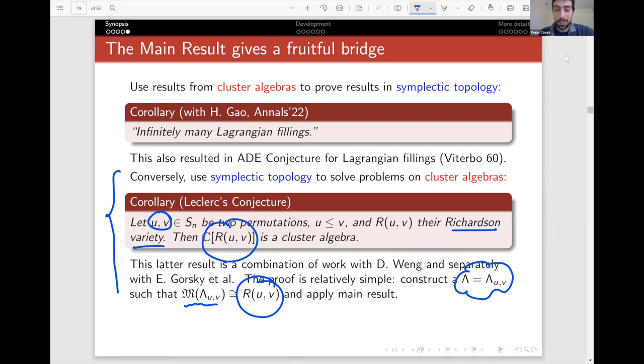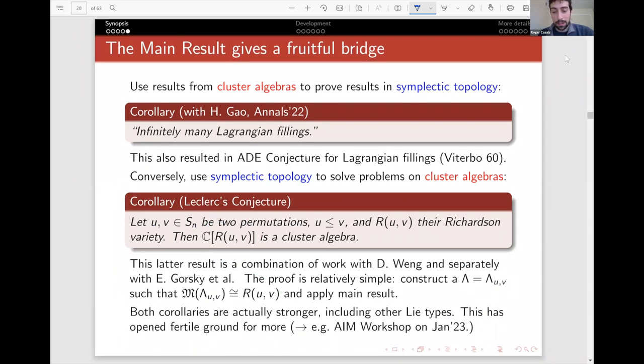And there's a lot of nice synergy now between these two communities, and the correlations are stronger. For instance, there's now an AIM workshop coming up in January where half of the participants are contact symplectic Legendrian people, and the other half are cluster algebra people. We've been talking a lot and even collaborating, but it's always nice to see something like that. Are there any questions at this stage about either the main result or ways you can apply it?